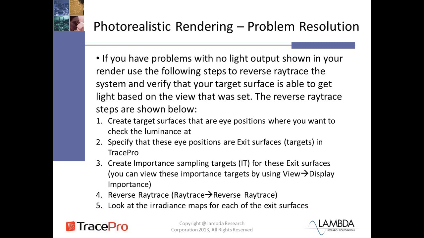And finally, you're going to work at getting irradiance maps for each one of the exit surfaces, which are your eye positions. So this is a quick way to go back, reverse ray trace, and make sure you are getting light from your target positions to your eye positions. And it's very easy to set up following these 5 steps. So you can verify, if you're having a problem with the photorealistic rendering, is it the reverse ray trace that's causing you the problem? Is it the forward ray trace, which is very simple to do because you're just doing your normal ray trace, or is it something else? So here's the problem resolution I would specify that you might want to do.